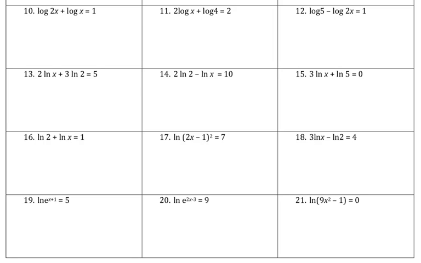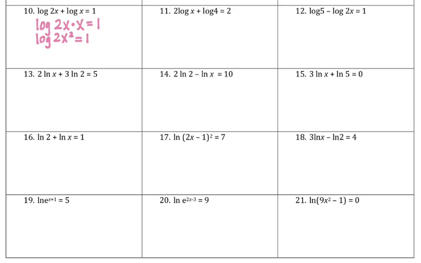Down here, starting with number 10. How many logs do you see in number 10? I see 2 logs. How do I make that into 1 log? Why is this one not going to be division? Because when you see a plus sign, you're not going to divide, you're going to multiply. So I'm going to write this as 1 log, and I'm going to have 2x times x. Now, some of y'all know that that's equal to something else. 2x times x is the same thing as 2x squared. So I can write this as log of 2x squared equals 1.